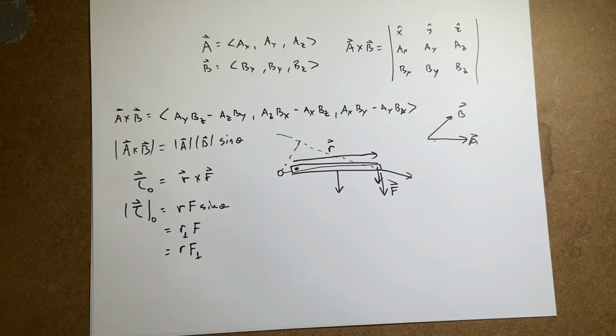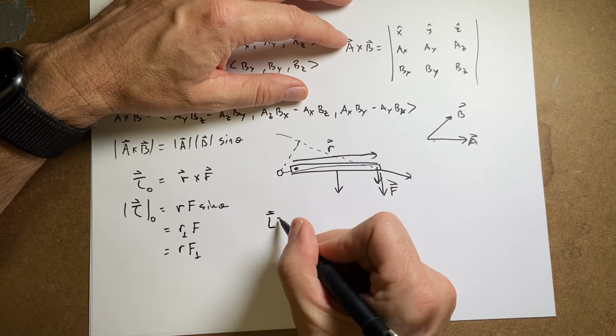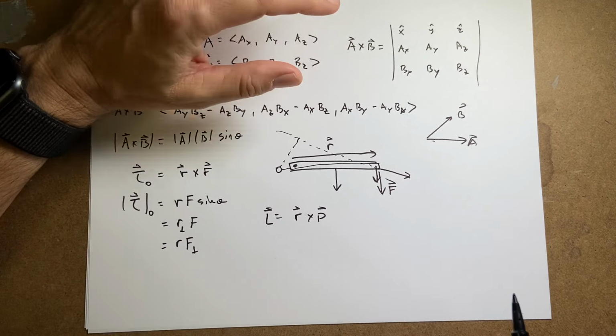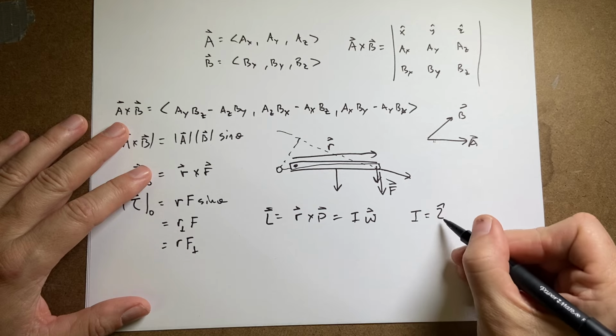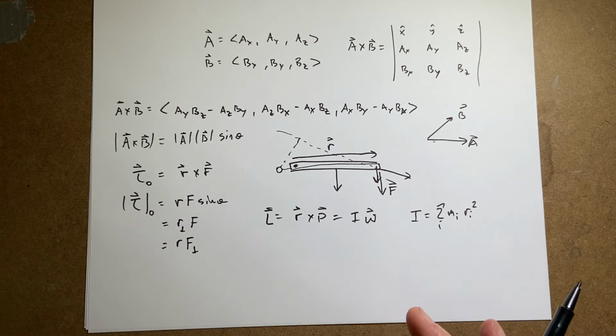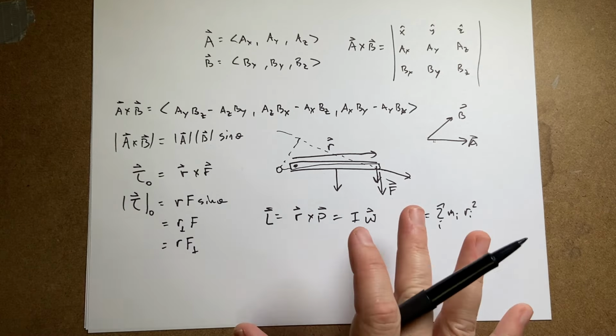They change rotational motion. So that means I have the angular momentum L is r cross p. But if I have a whole bunch of masses, I actually can write this as I omega. And I is called the moment of inertia. It's the sum over i of m_i r_i squared. It's a measure of how the mass is distributed about the rotation axis.